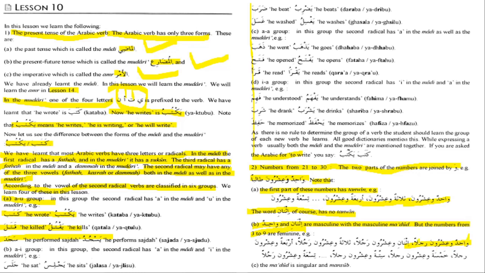Rajulan. So wahidun wa ishruna rajulan: wahidun is muzakkar, rajulan is muzakkar. Ithnani wa ishruna rajulan: ithnani is muzakkar because we did not say ithnatani, and rajulan is muzakkar. Thalathatun wa ishruna rajulan: you see thalathatun because we are counting something masculine. And then arba'atun wa ishruna rajulan, and continuing in that manner. So the ma'dud is singular and mansub.